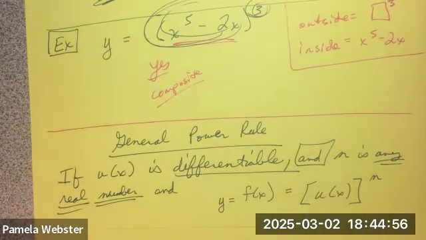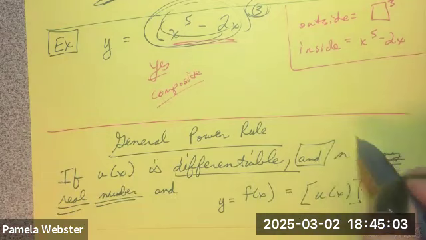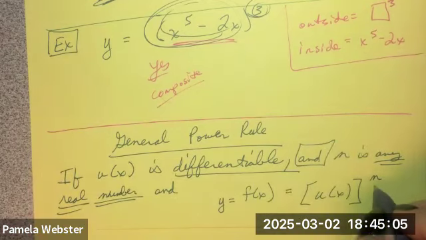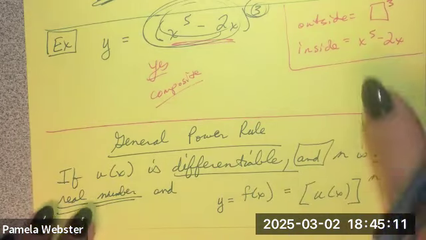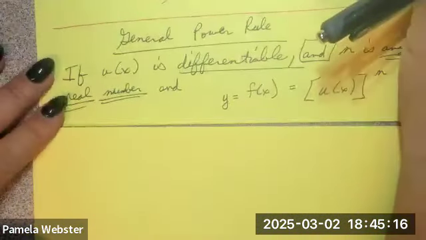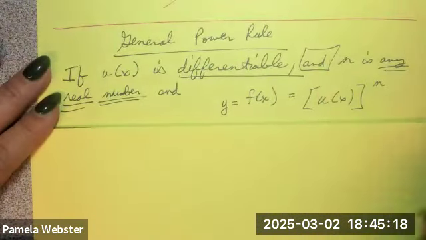All these things that we're seeing that are composite functions, something inside of something else, we can write like this as if they were a power. That's what we're saying here. So you're going to have your inside function raised to a power.